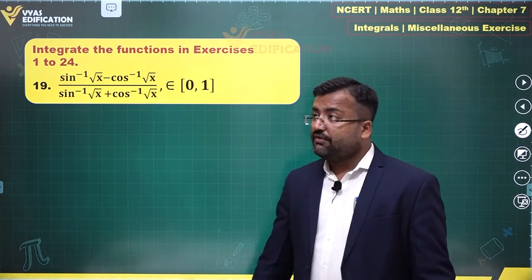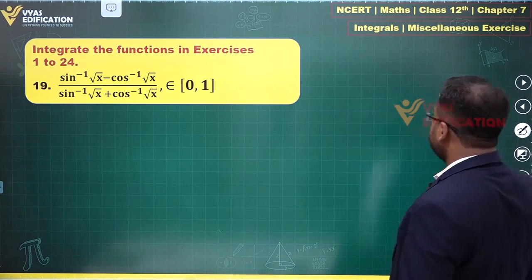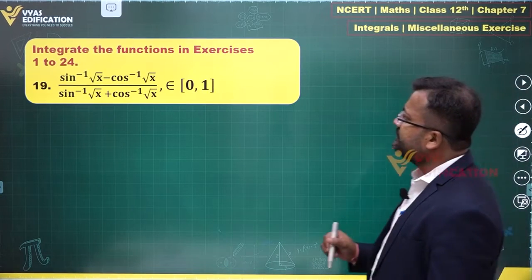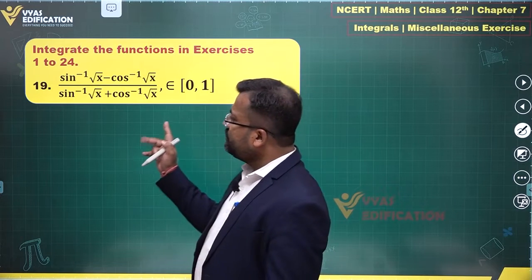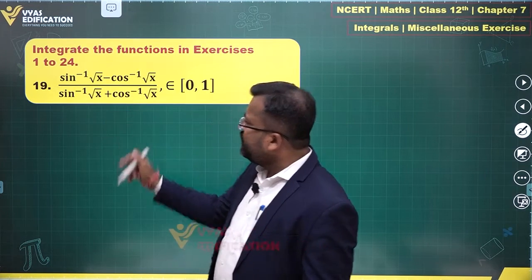In the 19th question, we have something very interesting. What do we have? Sin inverse root x minus cos inverse root x. How will we handle this? In the denominator, you have sin inverse root x plus cos inverse root x. That is simple, right? This denominator is equal to pi by 2.